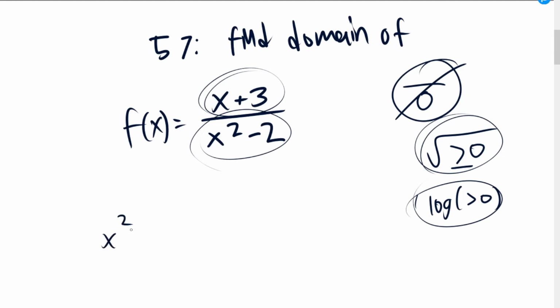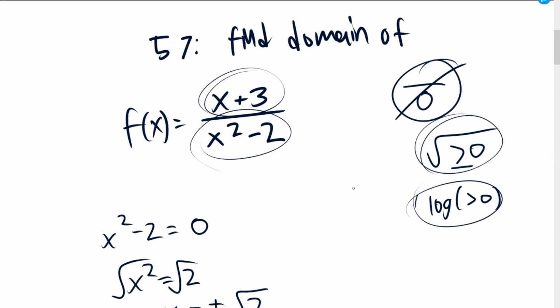So what we have is x squared minus 2. Let's set it equal to 0 so we can find what makes it 0. We'll add the 2 over, so we'll have x squared equals 2. Square root both sides. We'll get x is equal to plus or minus the square root of 2. I'm fairly sure yours will be a nicer example. I'm pretty sure it's a 1. So x cannot equal plus or minus the square root of 2.